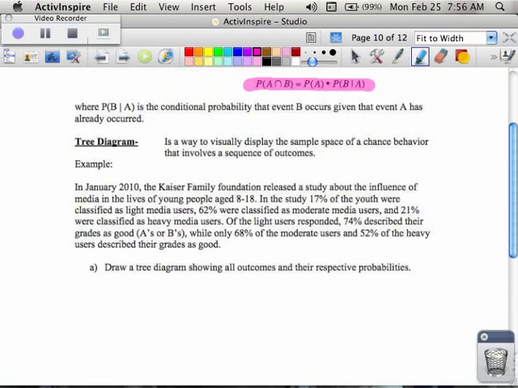And a very helpful way to model that is using a tree diagram to show what's going on. So for example, in 2010, the Kaiser Family Foundation released a study about the influence of media in the lives of young people from ages 8 to 18. In our study, 17% of the youth were light media users, 62% were moderate users, and 21% were heavy users. Of the light users responding, 74% had good grades, 68% of the moderate users had good grades, and 52% of the heavy users listed their grades as good.